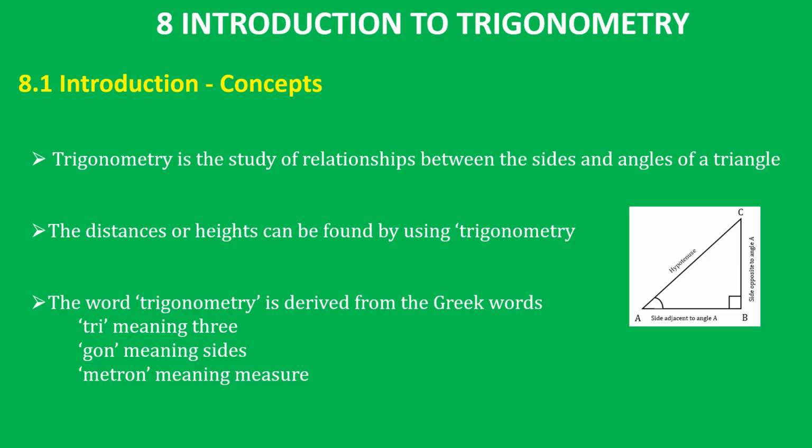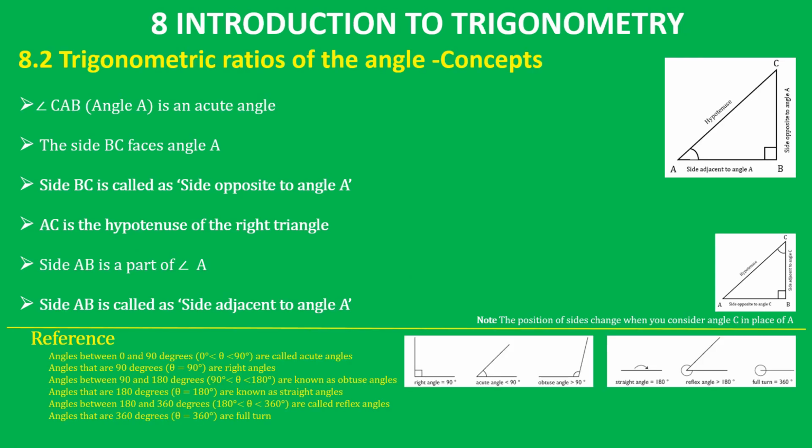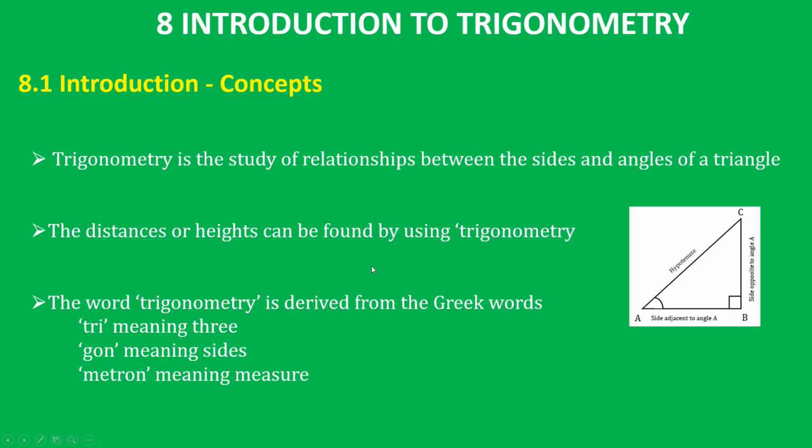What is trigonometry? Trigonometry is the study of the relationship between the sides and angles of a triangle. What are the sides? AB, BC, AC are the sides. And the angles are angle A, angle B and angle C. What are the applications of trigonometry?